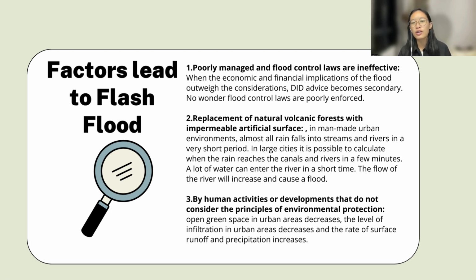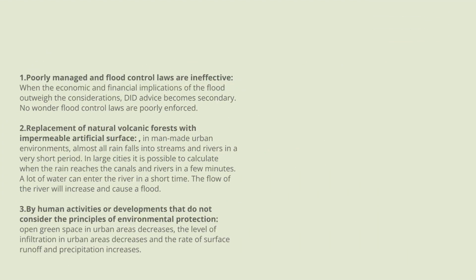The last one is by human activity of development that does not consider the principle of environmental protection. This is because the open green space in urban areas decreases, so the level of infiltration in urban areas will decrease also. Then the rate of the surface runoff and precipitation will be increased.